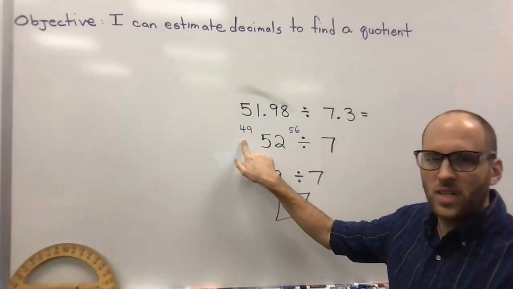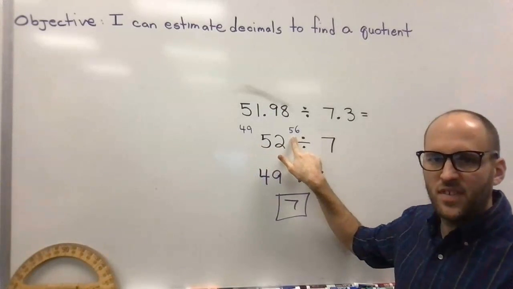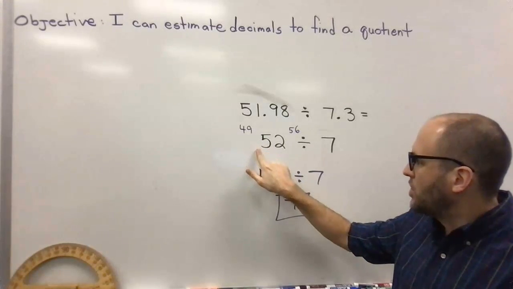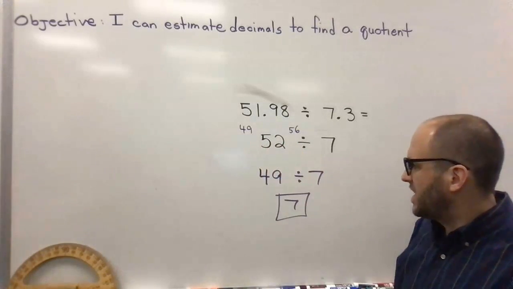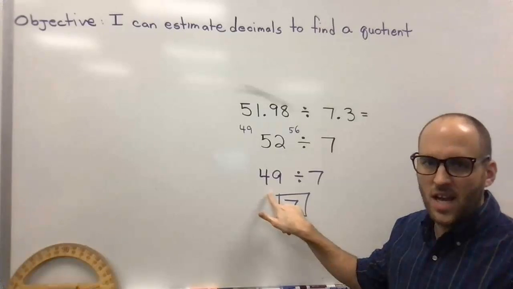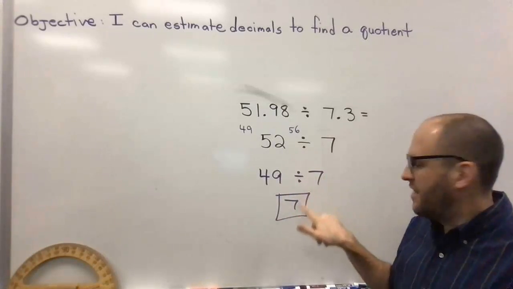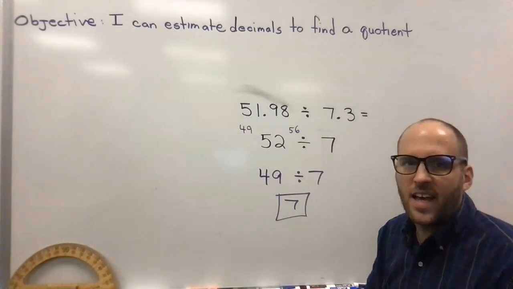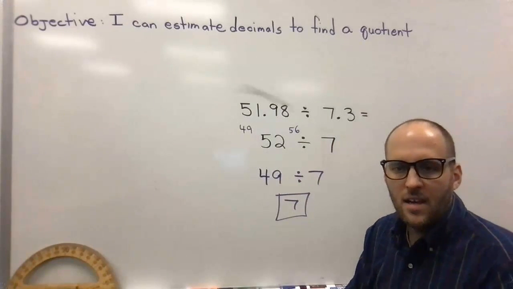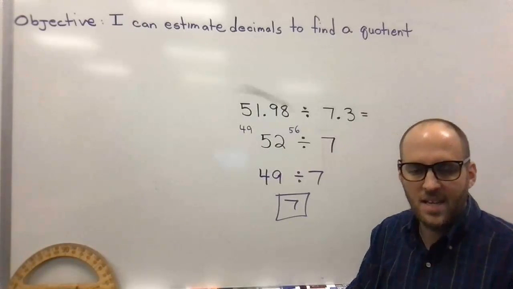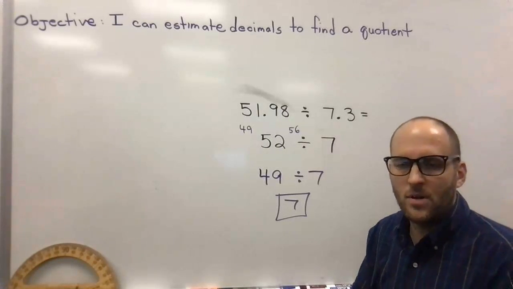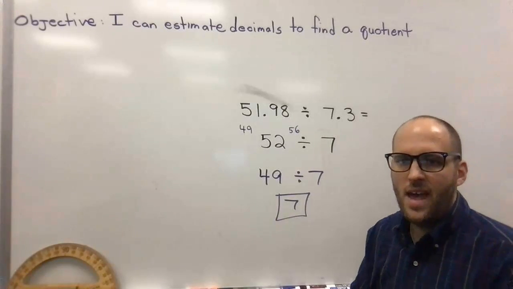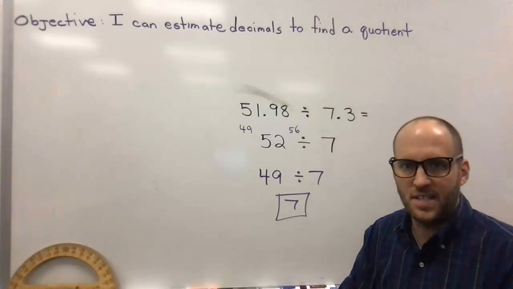7 times 7 is 49. 8 times 7 is 56. 52 is right in the middle there. 49 is closer to 52, barely, than it is to 56. So I would have chosen 49, and 49 divided by 7 equals 7. If you chose 56 divided by 7 and got 8, again, still finding a compatible number, still estimating, still technically correct. But again, on most assignments, you're going to want to find the one that's closest. So always be careful and make sure you're picking your best estimate.